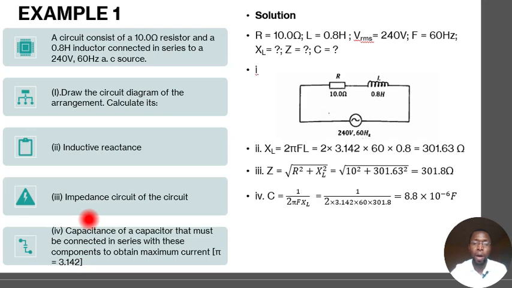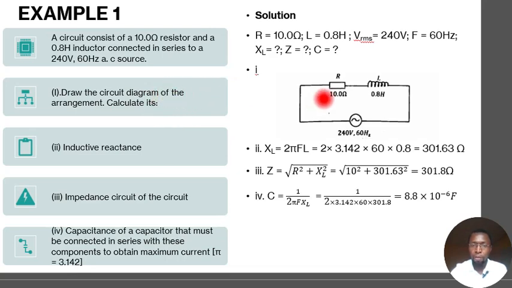Now we are going to write our parameters. Let's go to the question again. A circuit consists of a 10.0 ohm resistor, meaning that our resistance R is 10.0 ohm. It also has an inductor of 0.8 Henry, meaning that our inductance is 0.8 Henry. The source of the power supply has a root mean square voltage of 240 volts and a frequency of 60 hertz. And then we are meant to draw the circuit diagram of the arrangement.